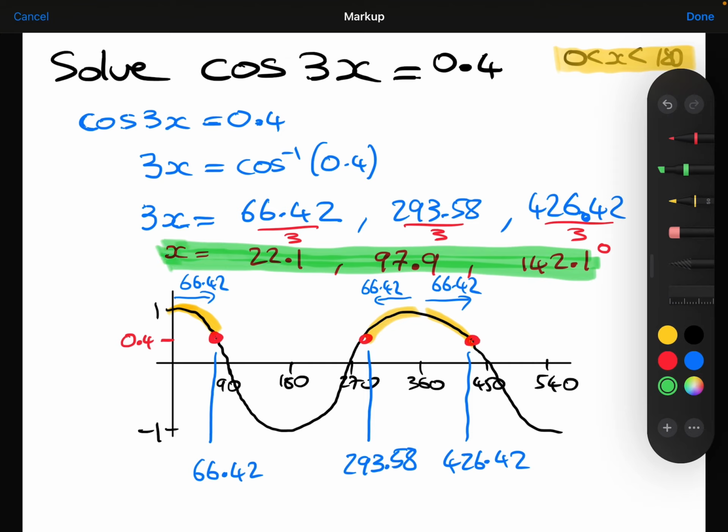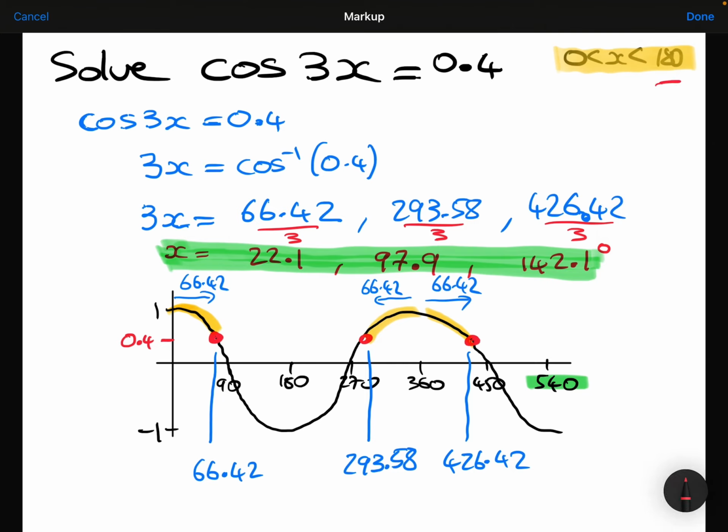You can see now, perhaps, why I drew my graph all the way up to 540. Why I did such a big cos graph. The reason I did such a big cos graph is I knew that I was going to be dividing everything by 3 at the end. So what I did is I looked at my range of values, the 0 to 180. I looked all the way up to 180 and thought, right, I'm going to times that by 3.